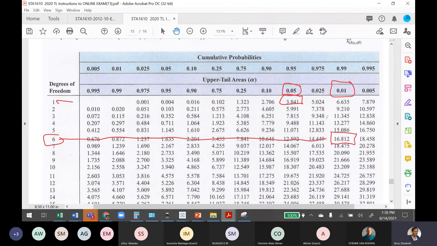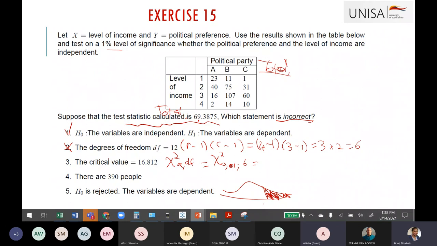It's 16.812, which is correct. There are 390 people, so if you add all of them, you get 390. The test statistic, the critical value we found was 16.812, and the test statistic was 69, so it falls in the rejection area. So we reject the null hypothesis.